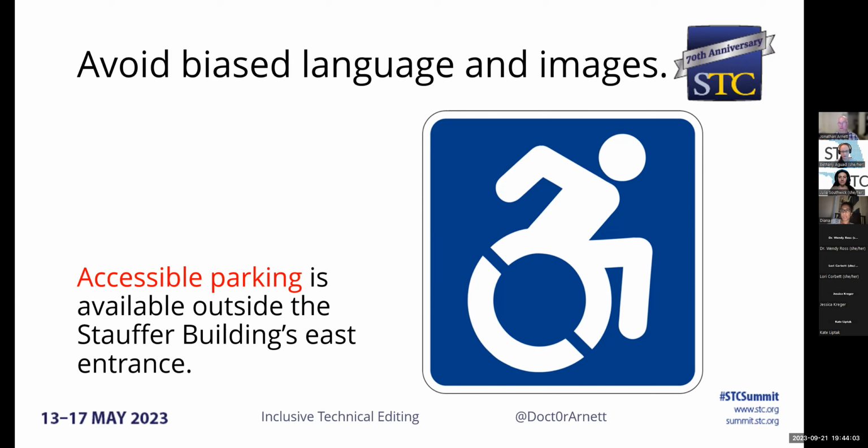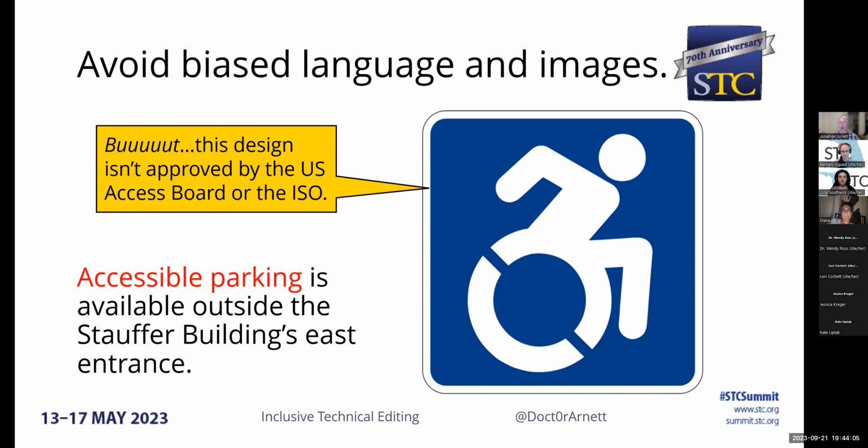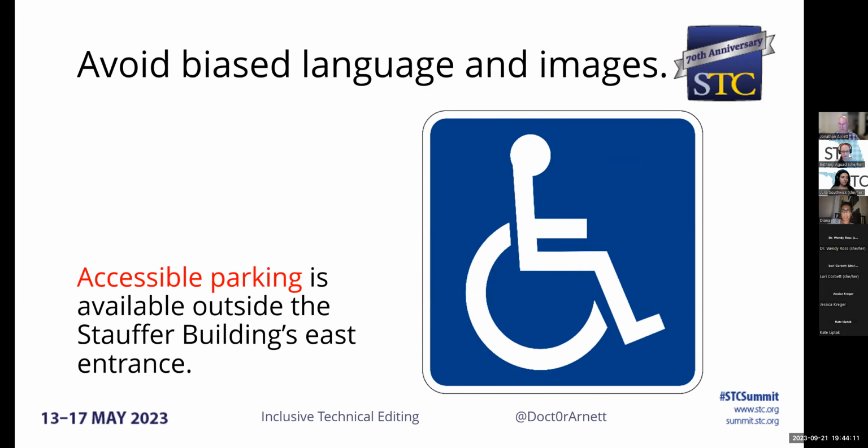Problem is, this particular image is not approved by the US Access Board. It's not approved by ISO. So we can't really use it. We have to use this very, very static image. I hope one day this will change. But the point being that sometimes the alternative style guides will point out that stuff like this is really passive. If you can somehow show somebody doing something active for themselves, or imply that they're doing it, then go for it.